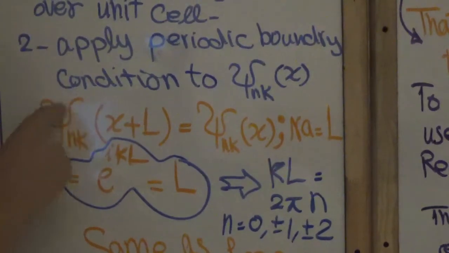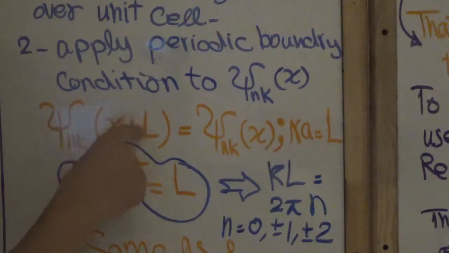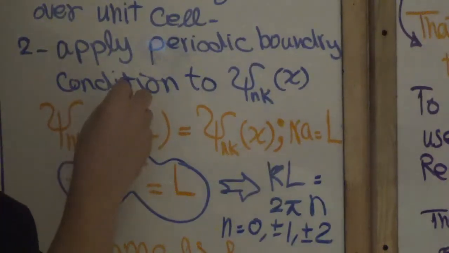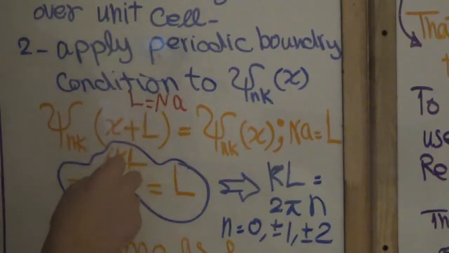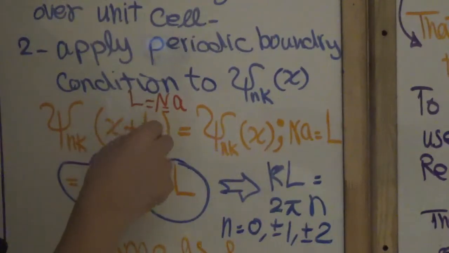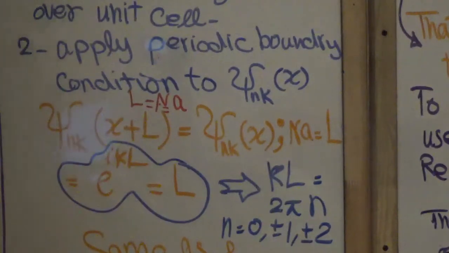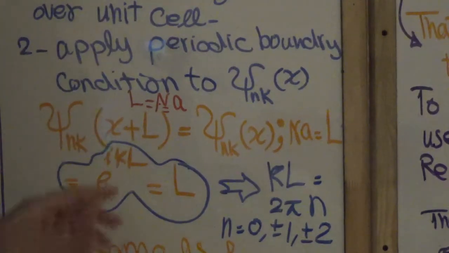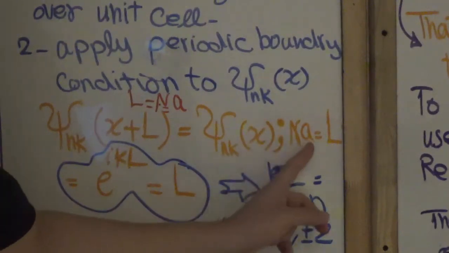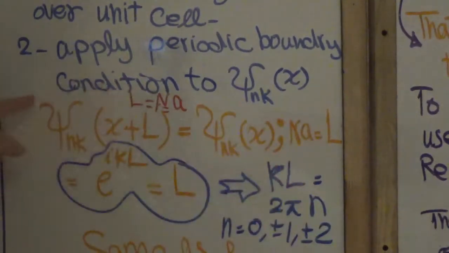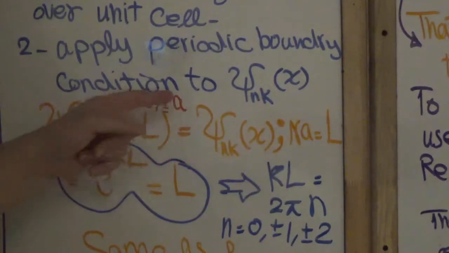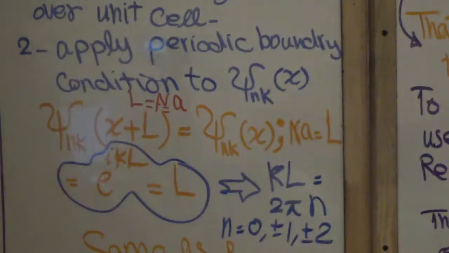That means psi_nk as a function of x plus L, and this L here, guys, we know that L is equal to Na. N can be 1, 2, 3, 4, 5, and so on. So instead of having a here, we can have L, which is N times a. That is equal to psi_nk as a function of x, where Na is equal to L. This is the condition of a periodic boundary. This is how to apply the periodic boundary condition.